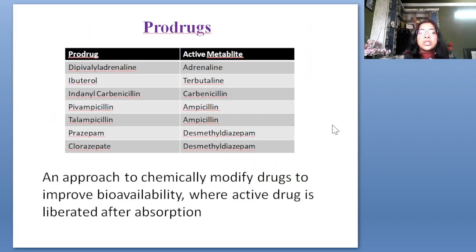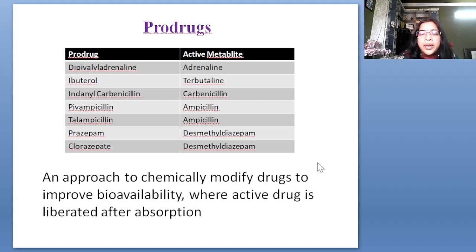Then we will study the concept of prodrugs. You can see this in this table. Prodrugs have complex names like dipivalyl adrenaline for adrenaline, ibuterol for terbutaline, indanyl carbenicillin for carbenicillin, pivampicillin and talampicillin are prodrugs for ampicillin, then prazepam for desmethyldiazepam, and clorazepate for desmethyldiazepam. So prodrug is an approach to enhance the bioavailability of the drug.